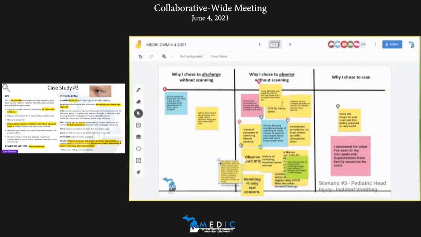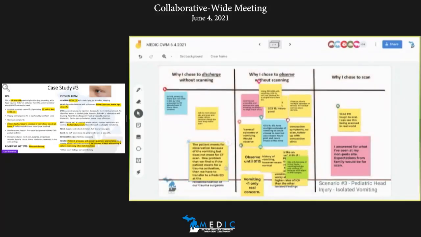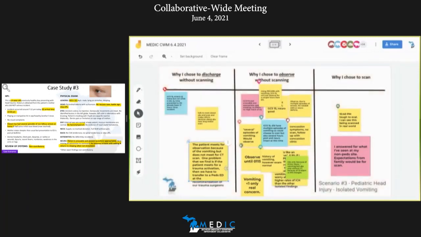That yellow sticky is so small, Andy, I can't read it. If you could just comment on it. I moved this one out of the scan category; it's actually an observe one, but I wanted to make it big enough to read. So this patient meets observation because of vomiting, but does not meet criteria for CT scan. One problem we find is that if the patient meets criteria for a trauma activation, then we have to transfer to a PEDS ED at the recommendation of the trauma surgeons.